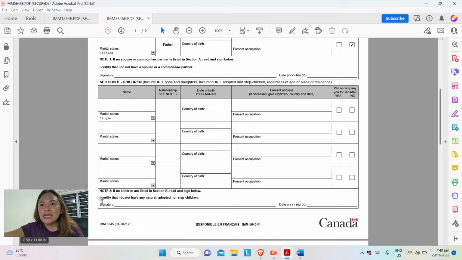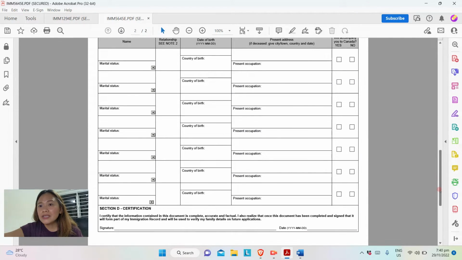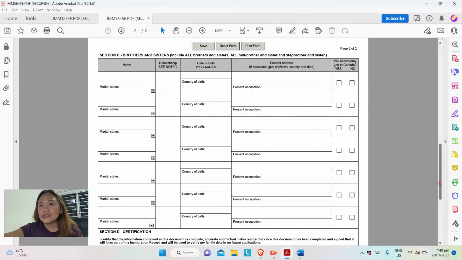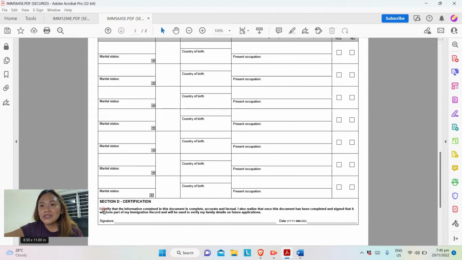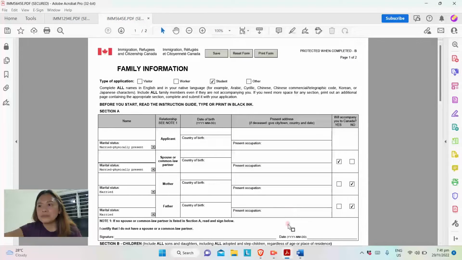Here, on section B, I certify that I do not have any natural, adopted, nor stepchildren. So, if you're married and don't have children, or if you're single, of course, and you don't have a child, then sign this. But if you do, then you don't have to sign. The same thing. For sisters and brothers, it doesn't say that. Okay, I certify that the information contained in this document is complete, accurate, and factual. So you just have to, again, print, sign, and scan because it doesn't have the validate button. So you have to print, sign, and scan this form.